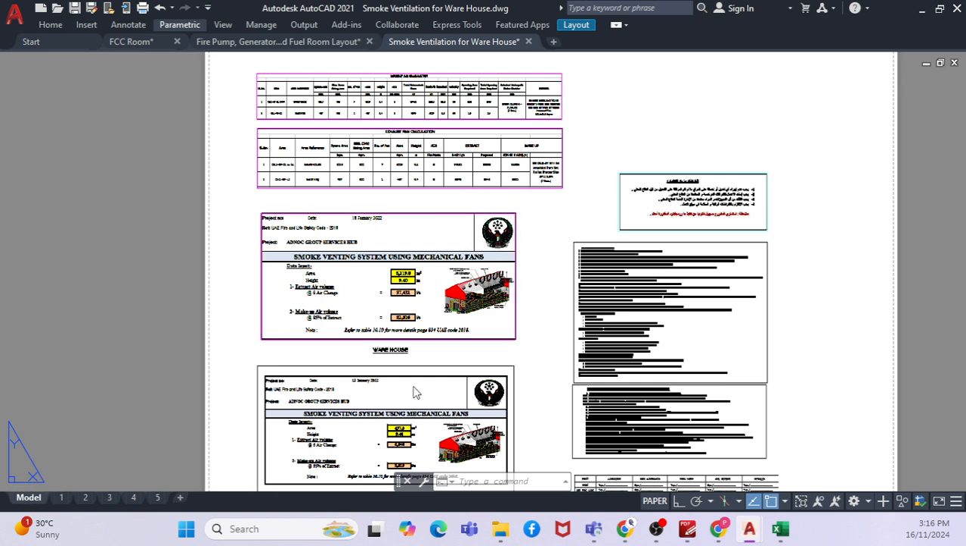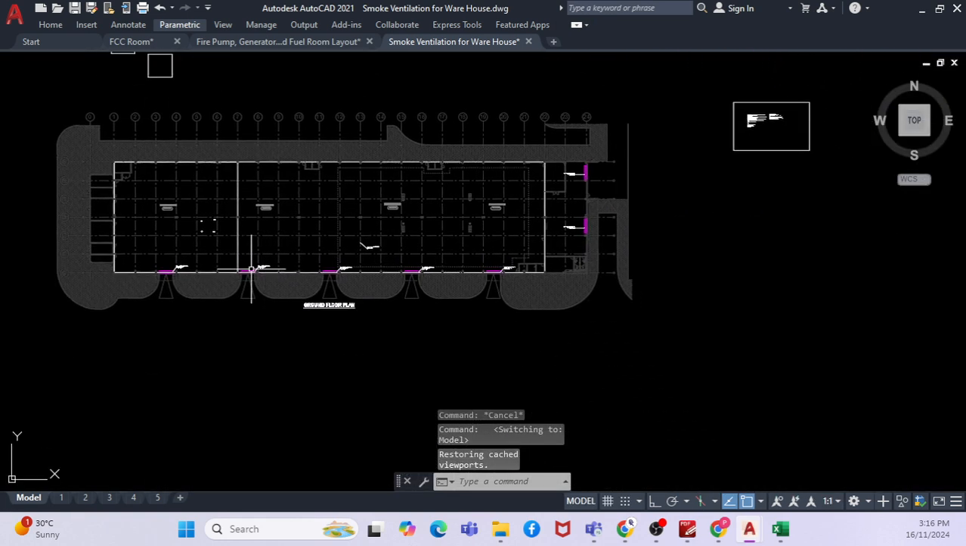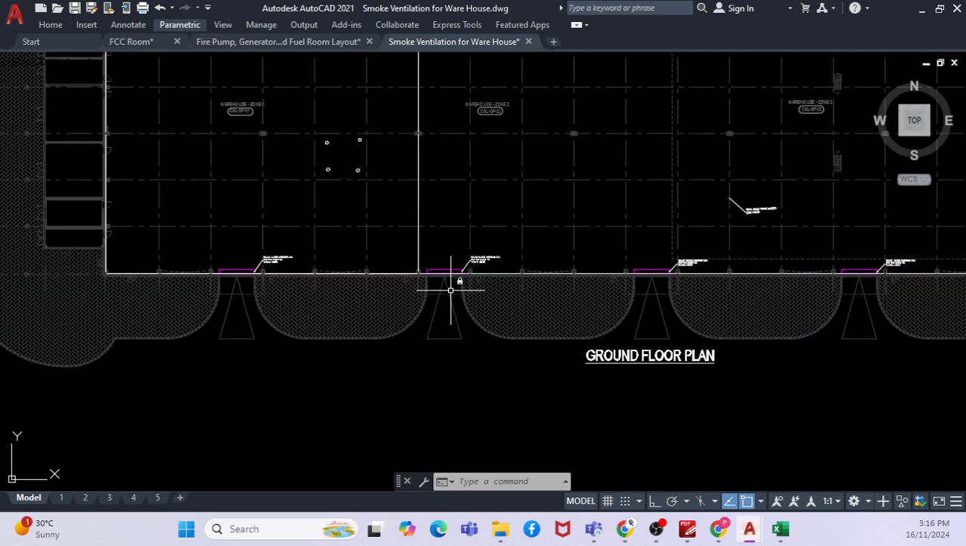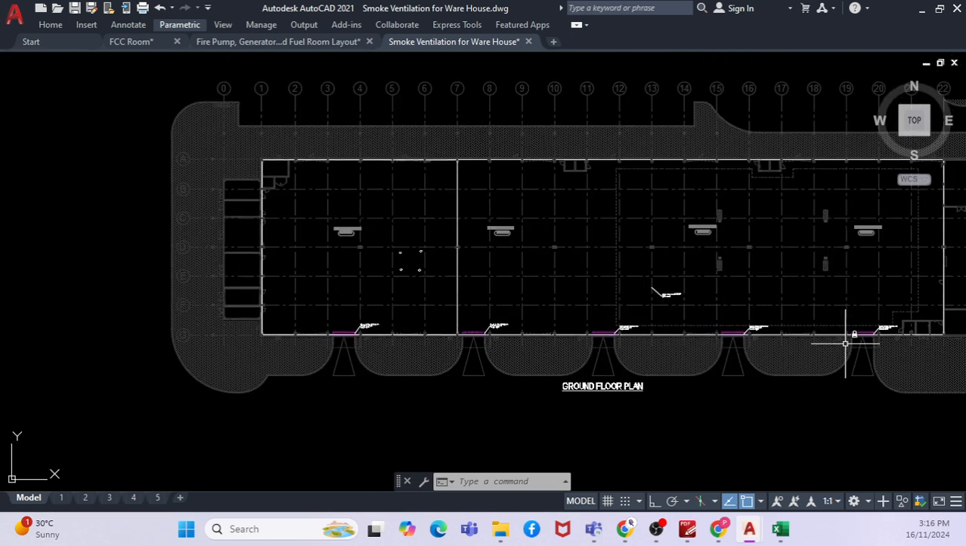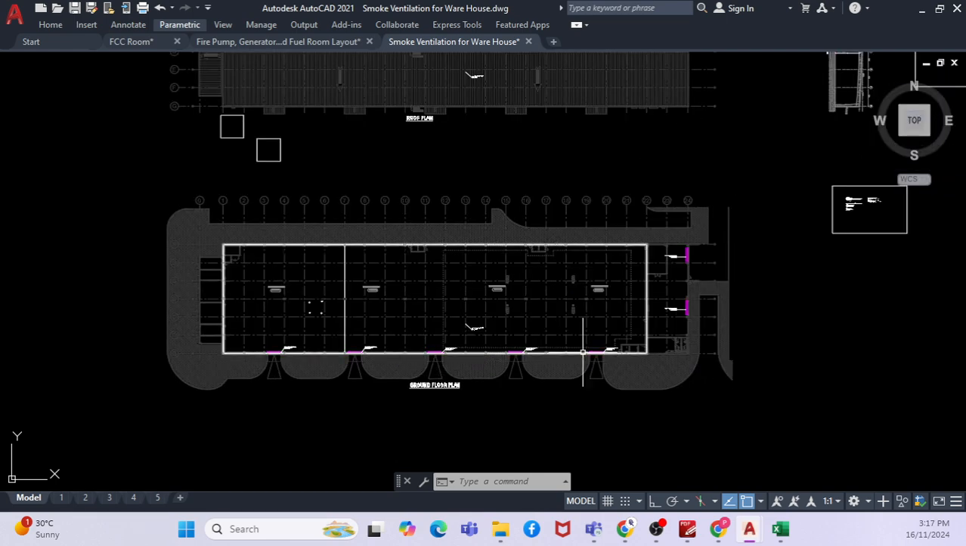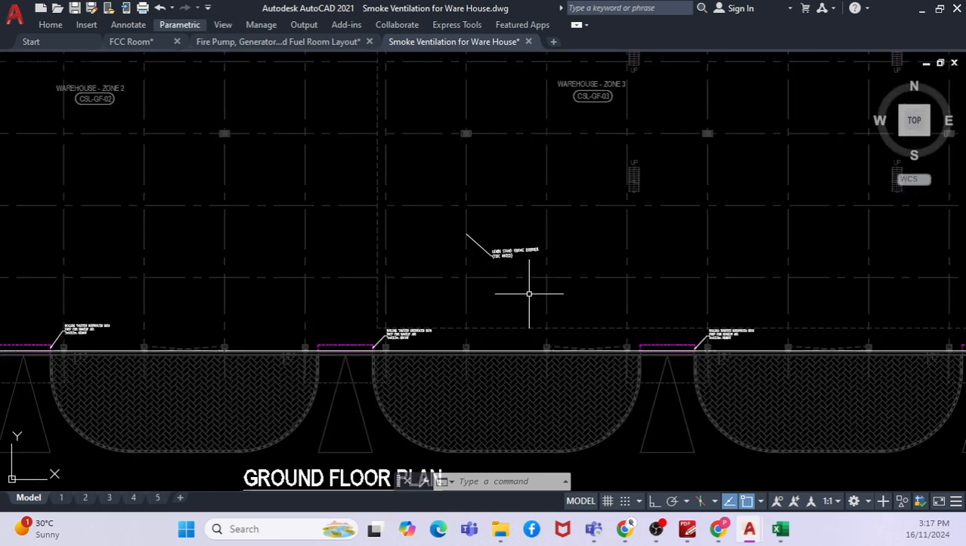So if you go to the smoke ventilation system, you can see there is a warehouse, and this is all incoming through the roller shutter. You are going to design the fan for every 900 square meters, and the maximum zone will be 4000 square meters, where you are going to provide a down stand. For example, if you see the down stand, it will be somewhere here.